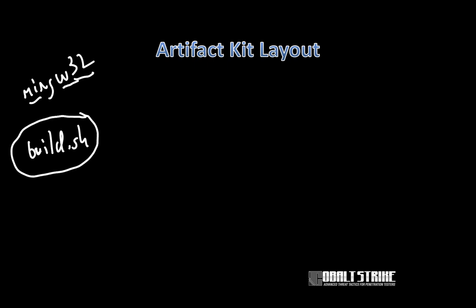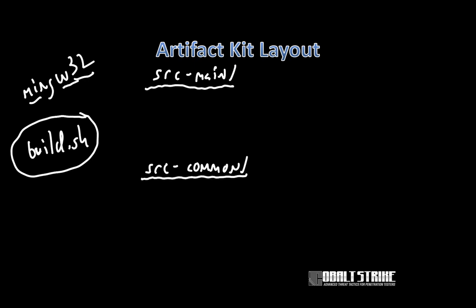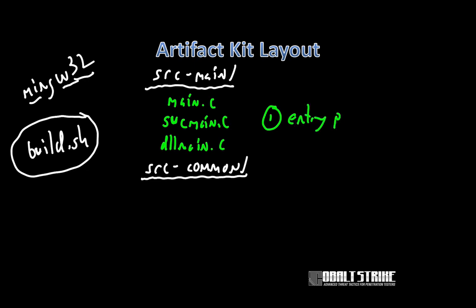Let me give you an idea of the layout of the artifact kit and how to navigate it. We've got two folders that really matter to us: source main and source common. Within source main, we happen to have C files that are the entry point to our different artifacts. So main.c is just plain executables, service main.c are service executables, and DLL main.c are for our DLLs. That's kind of step one of the artifact kit, and these are your entry point for your artifacts.